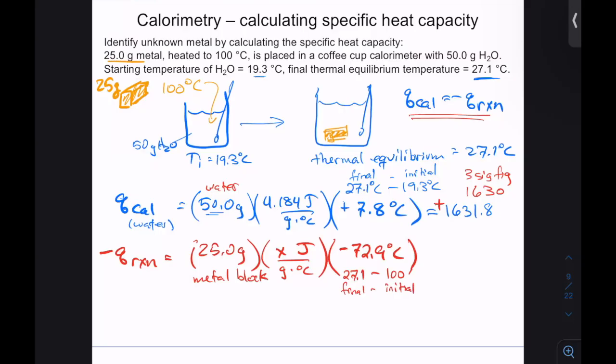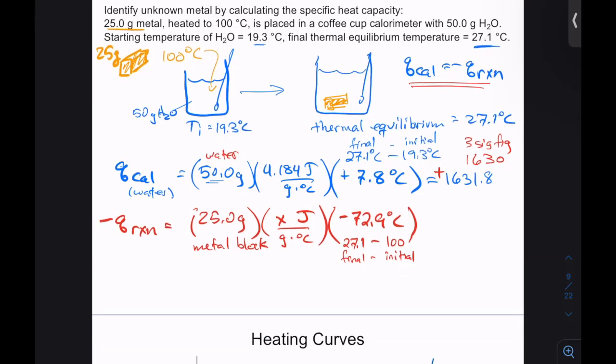But remember, X is always going to be positive. So because we're setting Q of cal to be equal to minus Q of the reaction, that wouldn't work if the temperature didn't give us a negative change in temperature. You see that? Because you could have solved this another way. By the way, the rest is just solving for X. Why don't we just finish that up and solve for X?